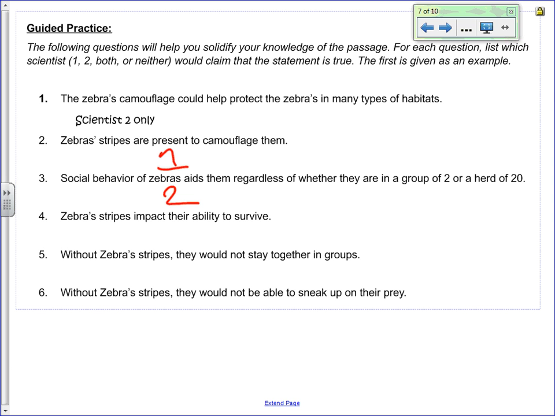All right, number 4. We have a volunteer to read number 4. Zebra stripes impact their ability to survive. Both. How come? Because scientist one talks about how they use their stripes to hide, and scientist two talks about how they use their stripes to stick together better. Excellent. So they're both saying they help, they just help in different ways. So both would agree that stripes impact their ability to survive. Nice. Question number 5.